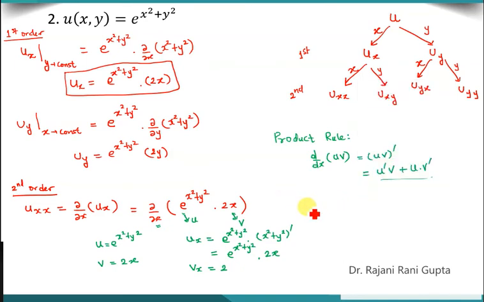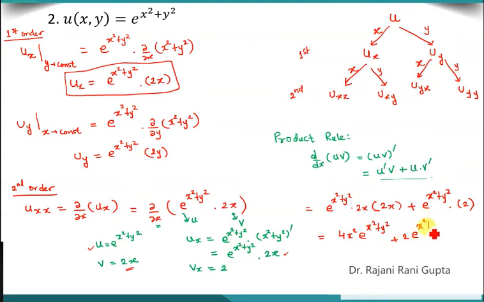So this will give you u dash, which is this term, e power x square plus y square times 2x, multiplied by v. v is this 2x, plus u, which is e power x square plus y square, times vx, which is 2. Now just simplify the terms. We can multiply 2x with 2x. It gives you 4x power 2, and you can write it in the front. 4x power 2 e power x square plus y square plus, bringing the number in front, 2 e power x square plus y square. This is your uxx.